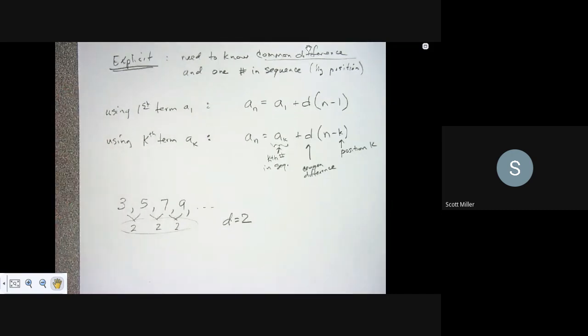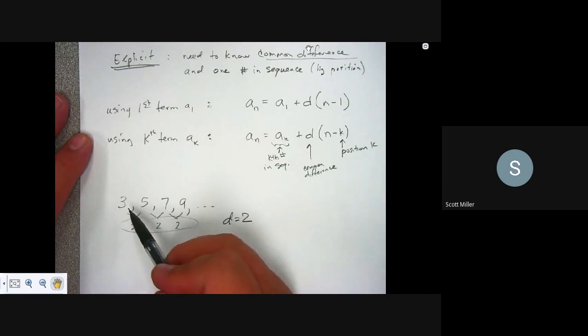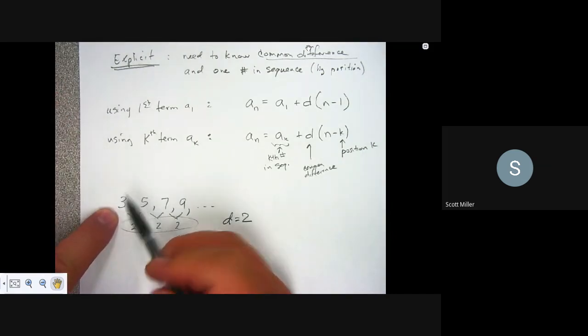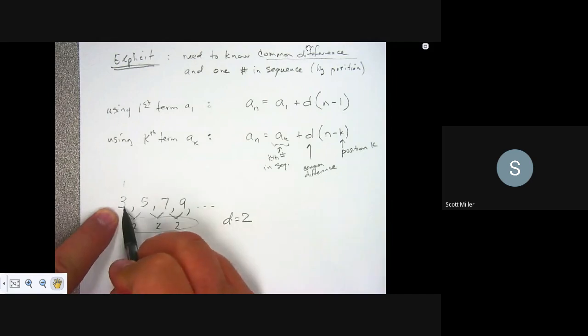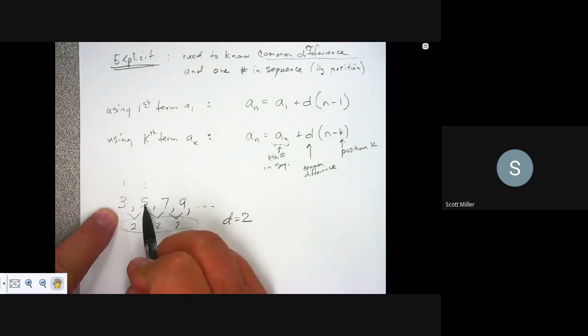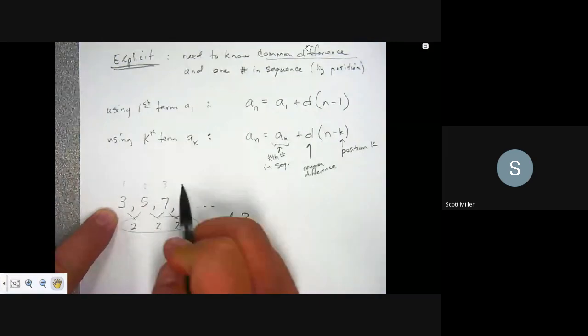You just need any number in the sequence. The first position in the sequence, if you want to use that one, is 3. So the first position in the sequence is 3. The second number in the sequence is 5. The third number is 7. The fourth number is 9.